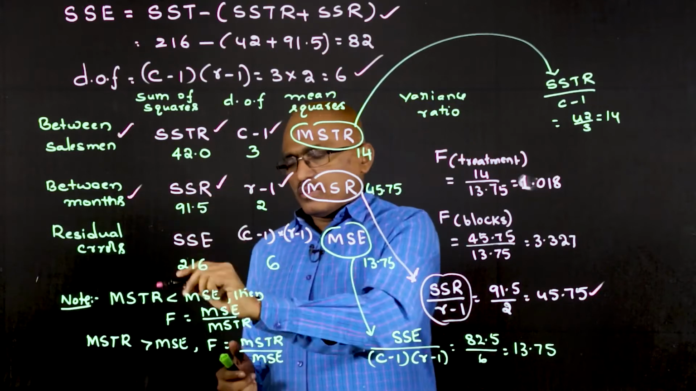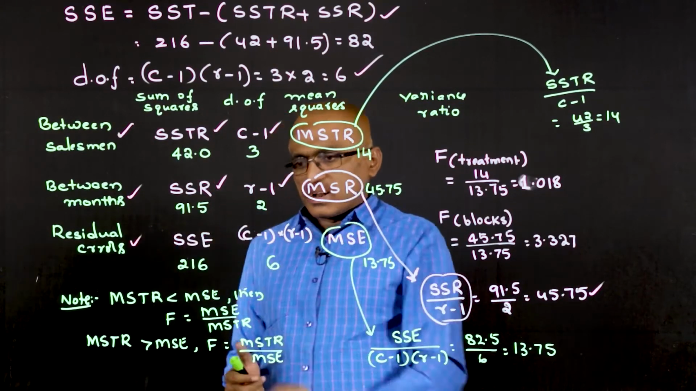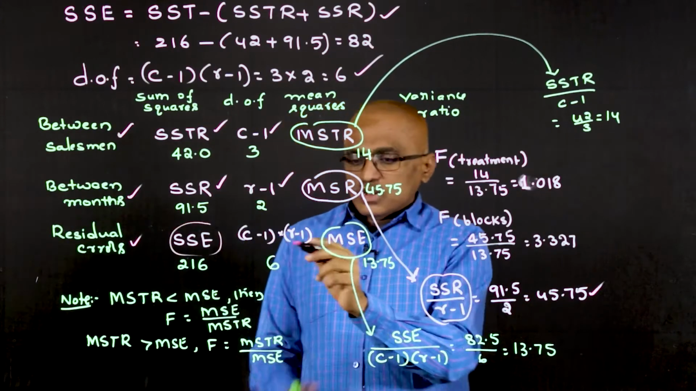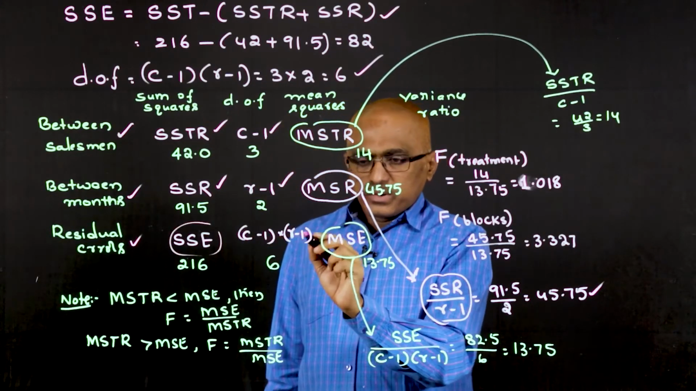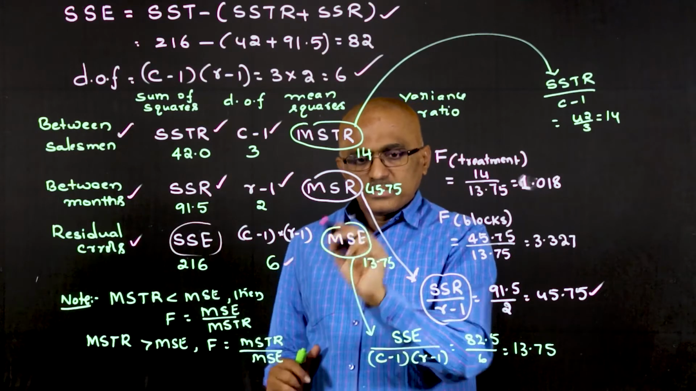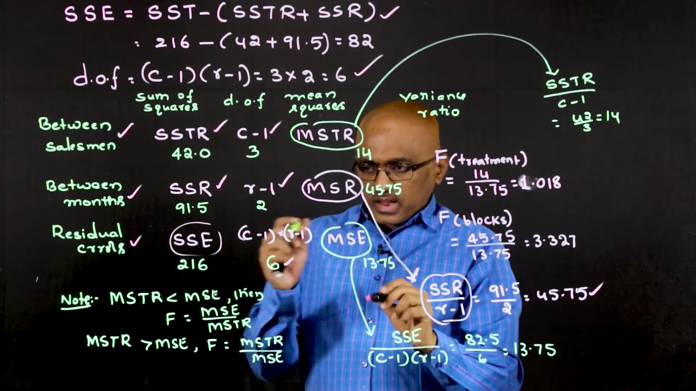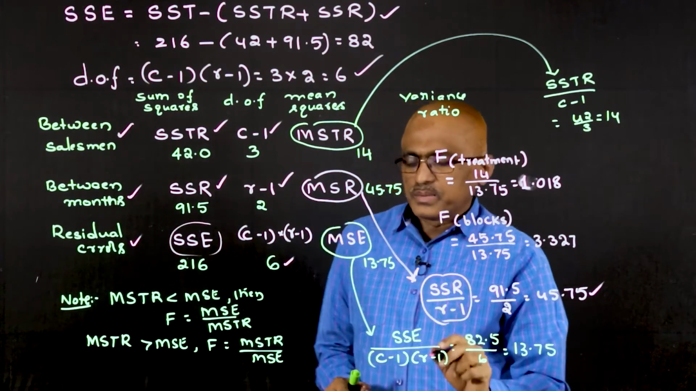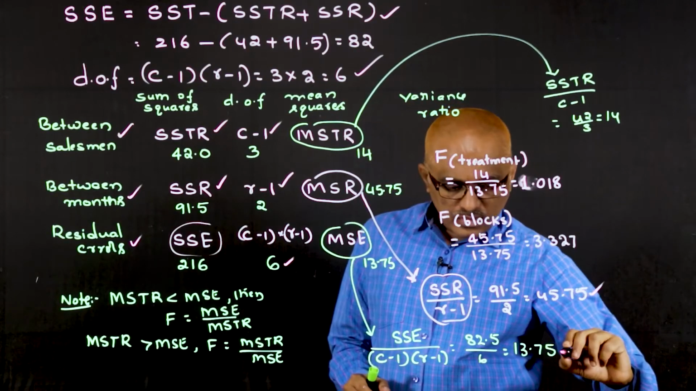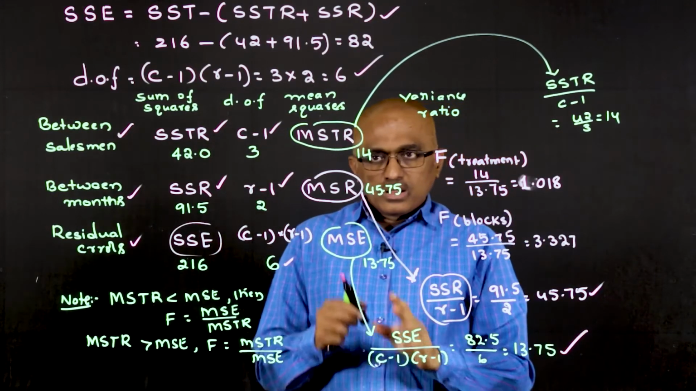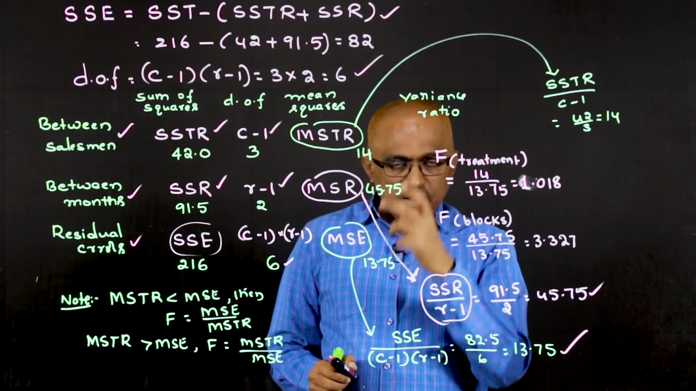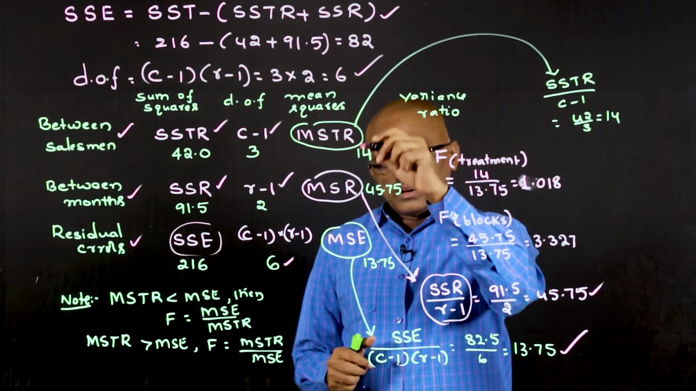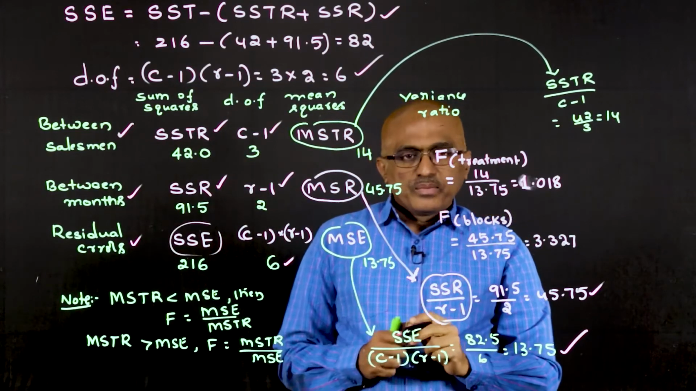And we also had the calculation with respect to residual errors, that is the sum of square errors, and the corresponding degrees of freedom, that is C minus 1 into R minus 1, which is 6, and MSE, the mean square error, that is SSE by the corresponding degrees of freedom, C minus 1 into R minus 1. We had 13.75. Now we have all the corresponding values to find the F values: MSTR, MSR as well as MSE.